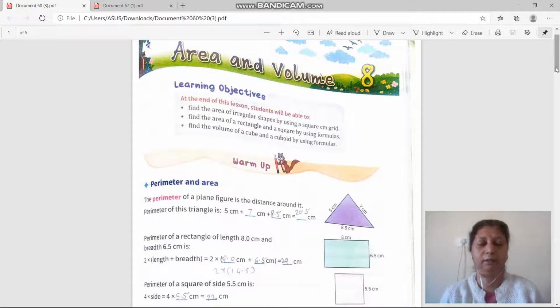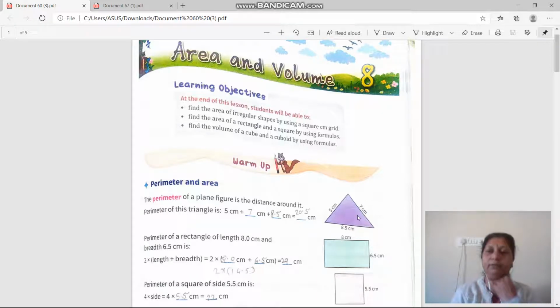In the warm up or recall exercise, we see about the perimeter. So what is perimeter? The perimeter of a plane figure is the distance around it. Now suppose if we are thinking about this triangle, then the perimeter of triangle means the sum of the sides of triangle. That means 5 plus 7 plus 8.5. See here, it is equal to 20.5 centimeter.